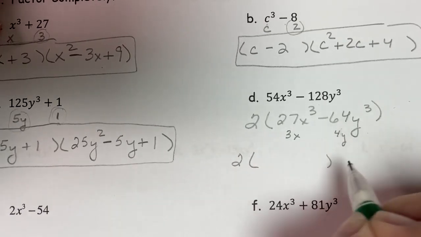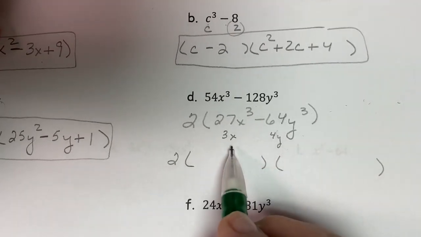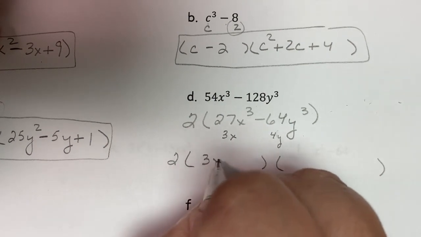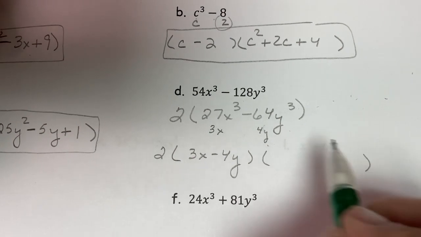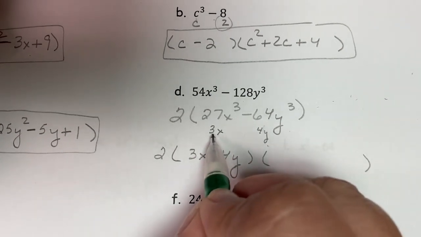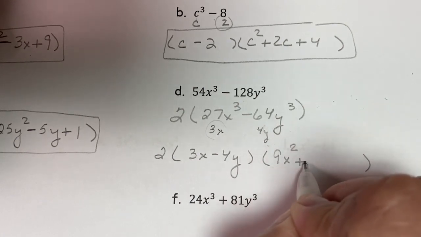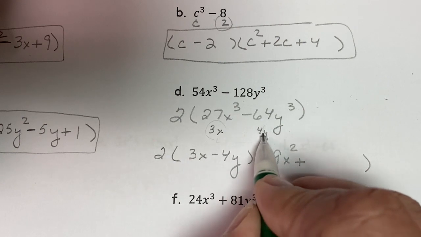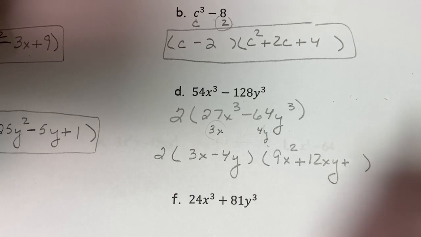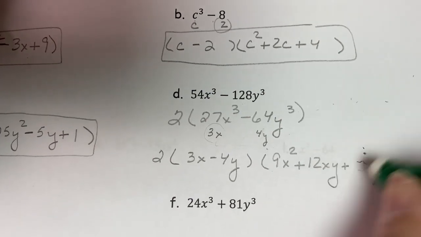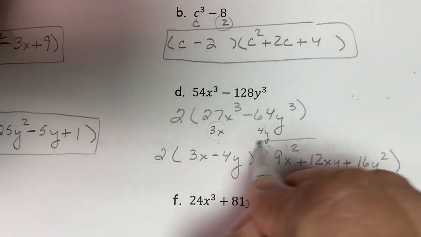We're going to have a binomial times a trinomial. So now inside the binomial will be 3x minus 4y. First in the trinomial, you square the first little guy, so that's going to be 9x squared, opposite sign. Multiply the 2 little guys together, that's 12xy, always positive. And then you square the last little guy, that's 4y, so it's going to be 16y squared. And you are done.